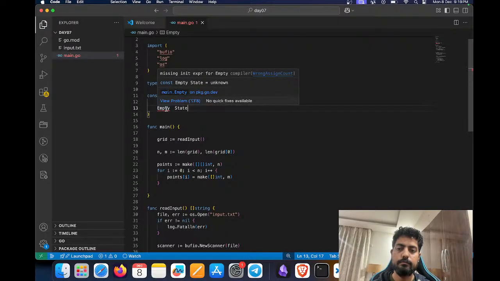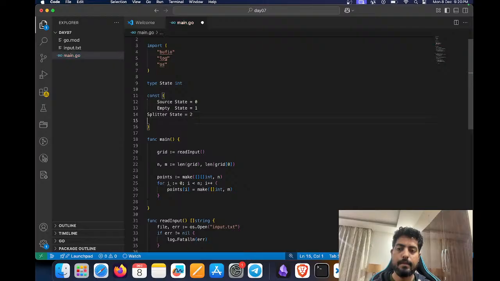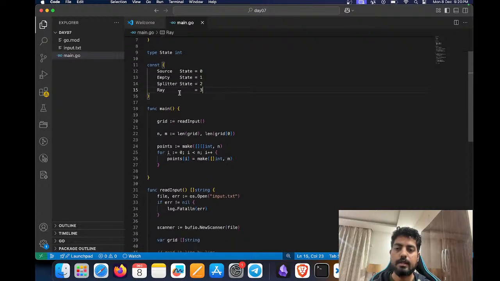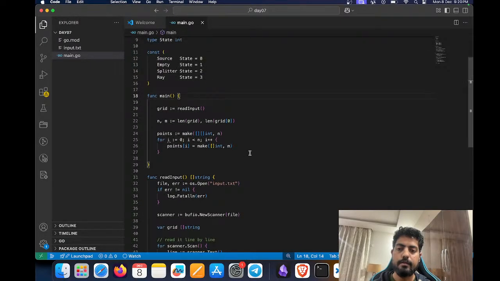Should I call this iota plus 1? I'm not sure. I'll just read it as 0, 1. And then we have splitter. And then we have array. So these are the states we have: source, empty, split, array.